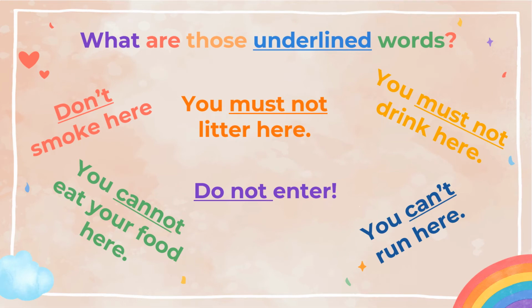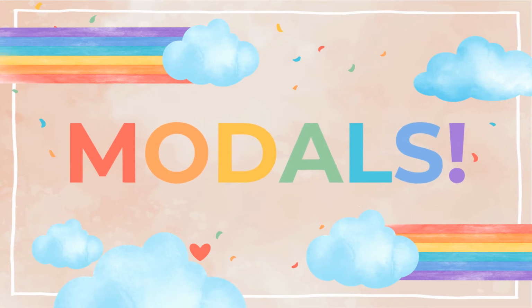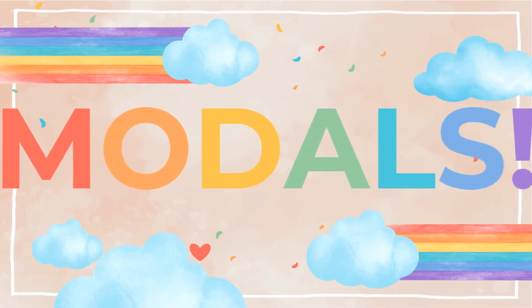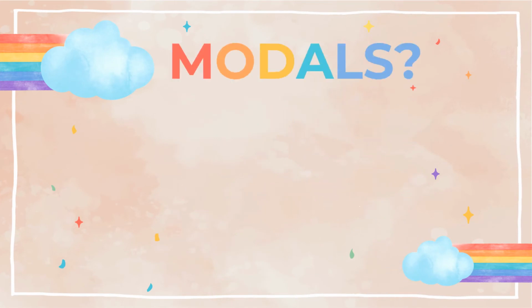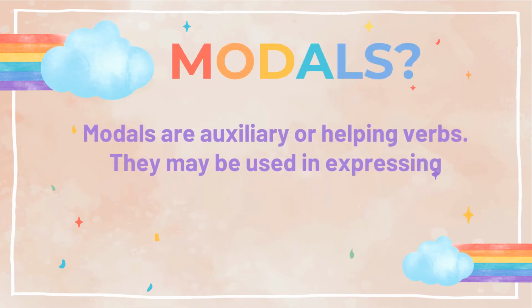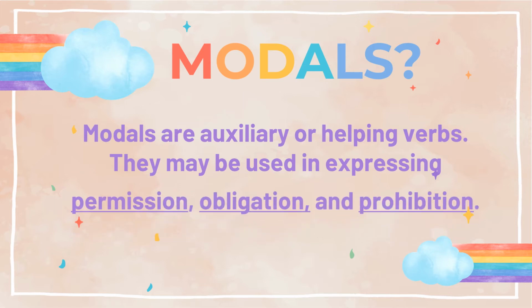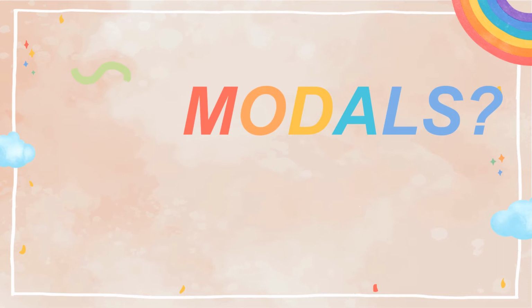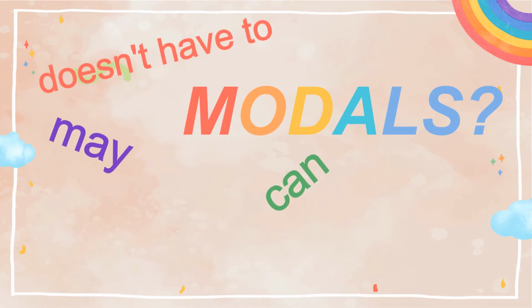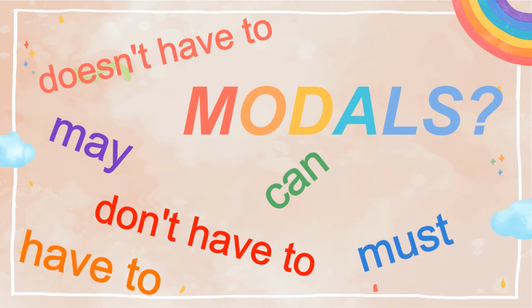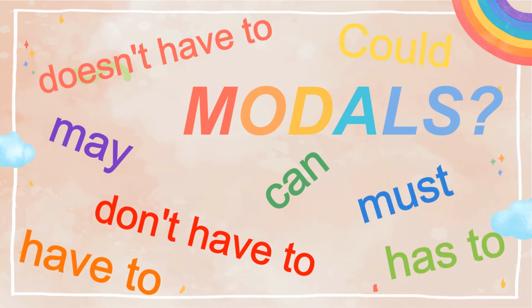So, what do we call those phrases? Very good. It is what we call modals. What is modals? Modals are auxiliary or helping verbs. They may be used in expressing permission, obligation, and prohibition. These are the examples of modals: doesn't have to, may, can, don't have to, must, has to, and could. Let us have it one by one.